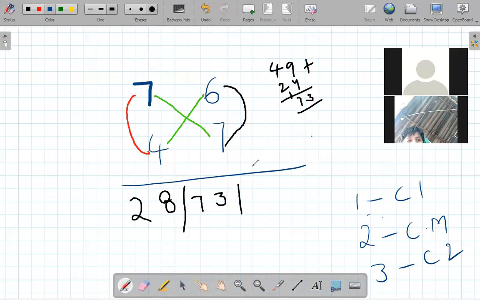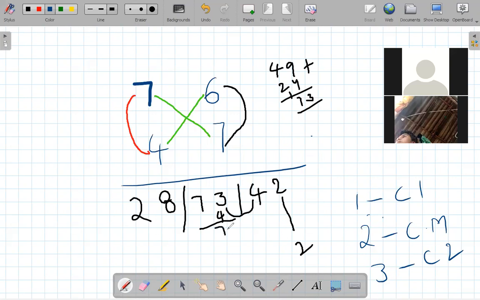Then 6 sevens are 42. So here all are 3 digits, no? No problem. Use balancing method. Balancing method, if there are 2 digits means we take only 1 digit, units place digit. Other digit should be added to the next one. Okay. Here 2, right. Units place you should take to the answer, no? Other digit you should add to the next one. So 4 you add here. What will you get? 73 plus 4 means 77.